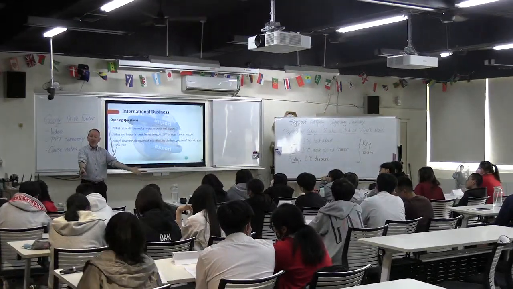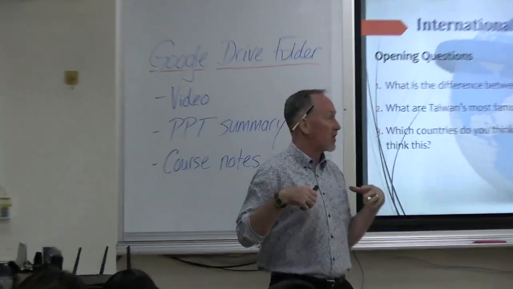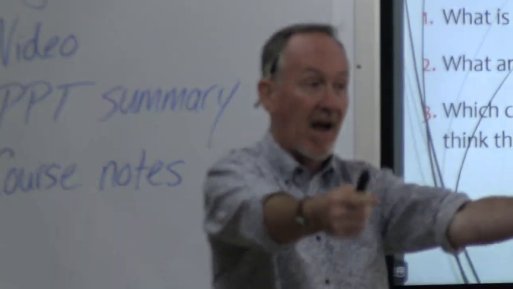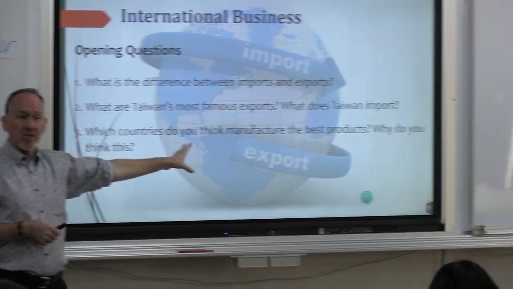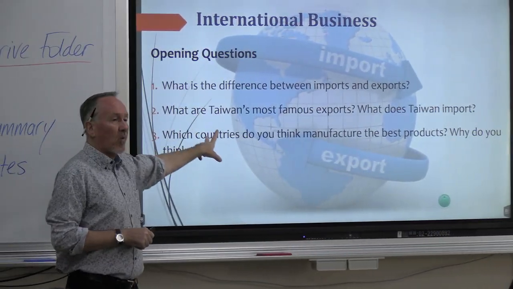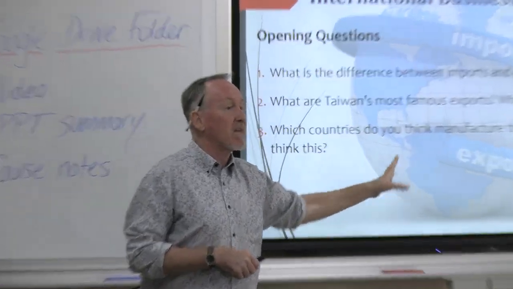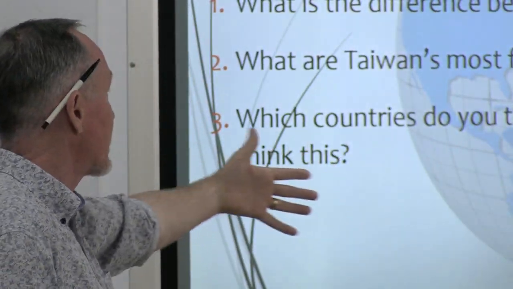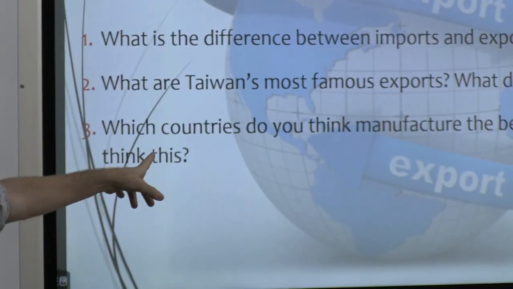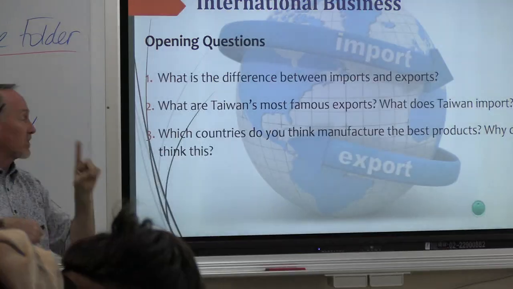Imports are products that you bring into Taiwan. Exports are products that you send out of Taiwan. Okay? So I'd like to think about these two questions. What are Taiwan's most famous exports, that they send out of Taiwan to other countries? And what does Taiwan import? That's question 2.